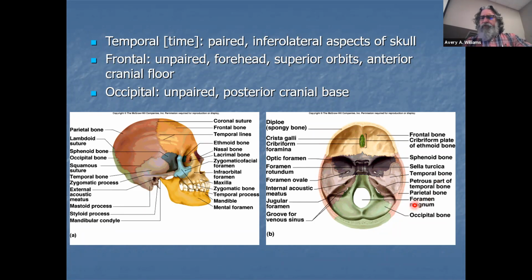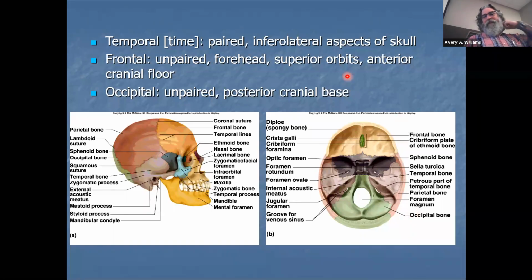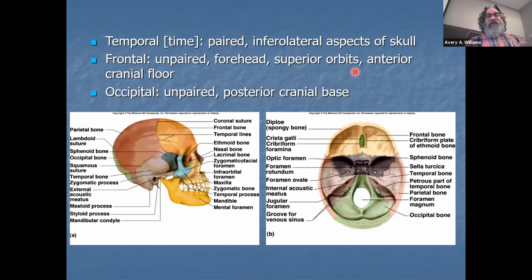But here they call this one the foramen magnum. This is kind of a funny story I'm going to share with you. It's having this very discussion. I'm talking about a foramen magnum.